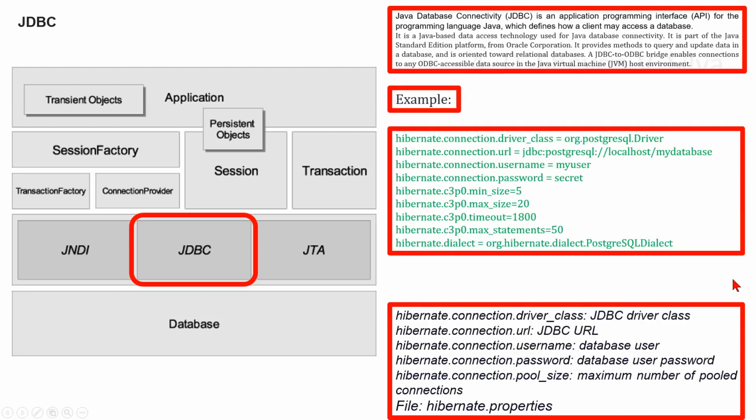Here we can take this as an example. This is in the hibernate.properties file. Here you can see hibernate.connection.driver_class, the JDBC driver class; hibernate.connection.url, the JDBC URL; hibernate.connection.username, the database user; hibernate.connection.password, the database user password; and hibernate.connection.pool_size, the maximum number of pooled connections.